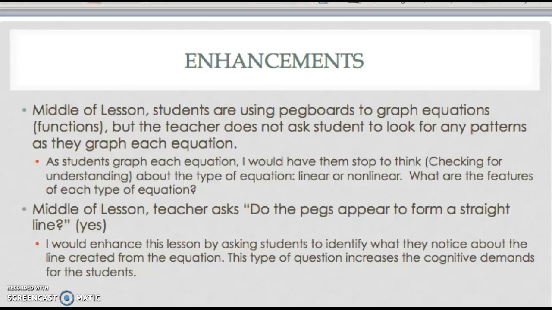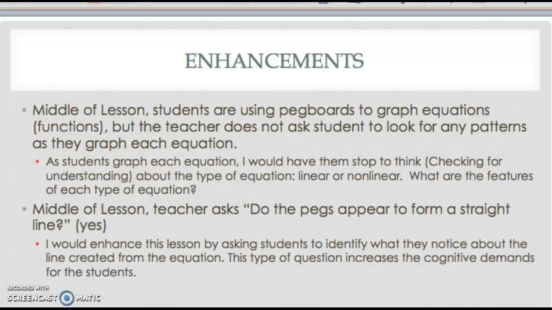But as you're walking around to your different groups, I will have them start looking at the pattern after each equation that they graph. So sort of having them stop and think, which is an instructional strategy called stop and think, where students look at that particular equation and determine whether it's linear or nonlinear. What are some of the features of this type of equation? So if it's linear, what does it look like?